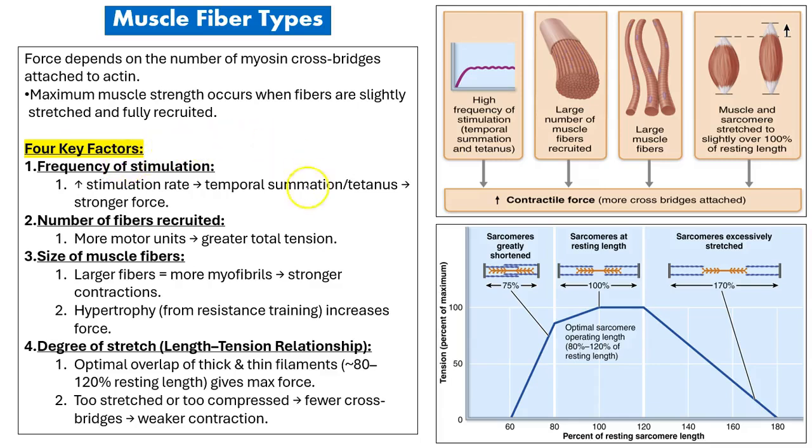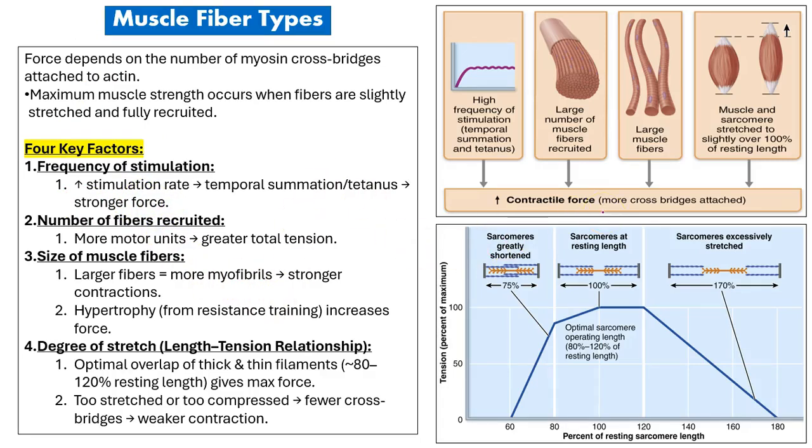And so all those fibers that the neuron terminals are going to be on, all those muscle fibers are usually going to be one type. But we can use this information to help us understand how maximum muscle strength is going to occur when those fibers are slightly stretched and, of course, fully recruited. So we got to bring this all together. And first, we got to talk about 4 key factors that are going to allow us to maximize that force. Then we'll get into different fiber types as we go on.